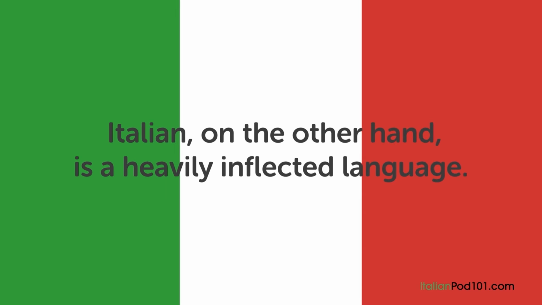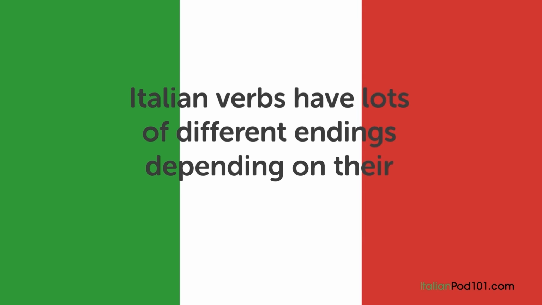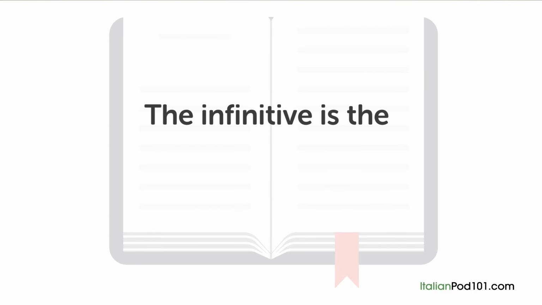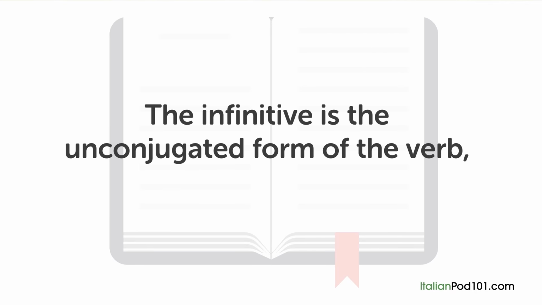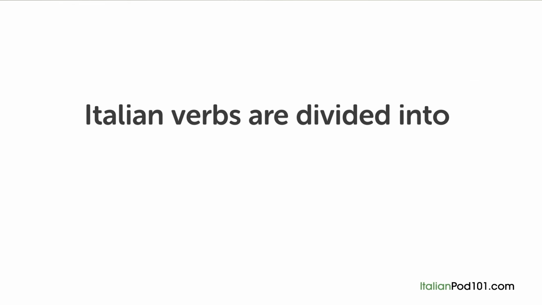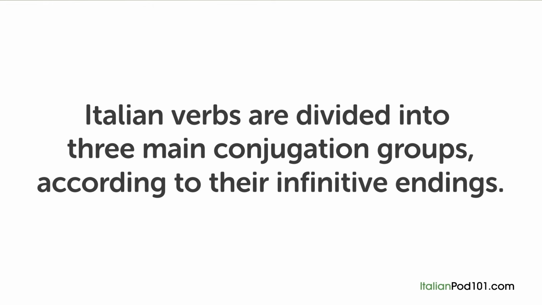Italian, on the other hand, is a heavily inflected language. Italian verbs have lots of different endings depending on their subject, tense, and mood. The infinitive is the unconjugated form of the verb, the one you'll find in the dictionary. Italian verbs are divided into three main conjugation groups, according to their infinitive endings.